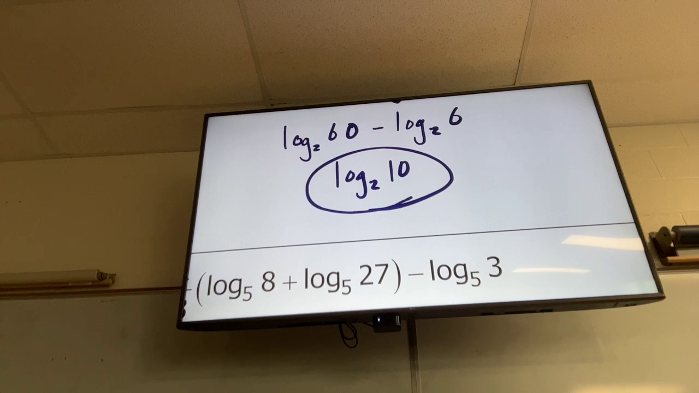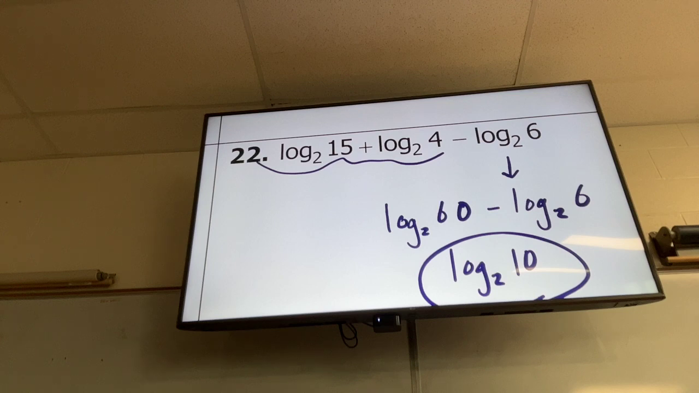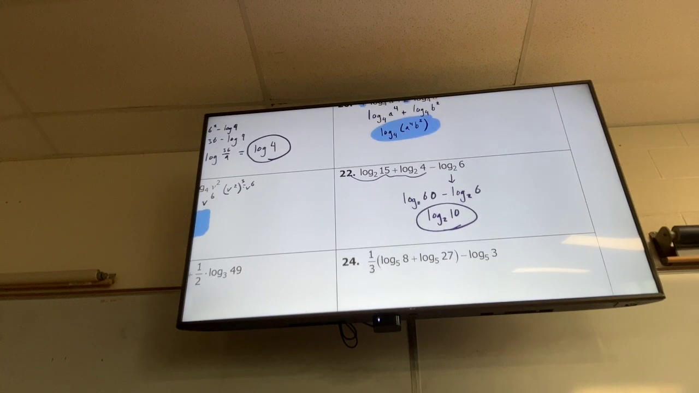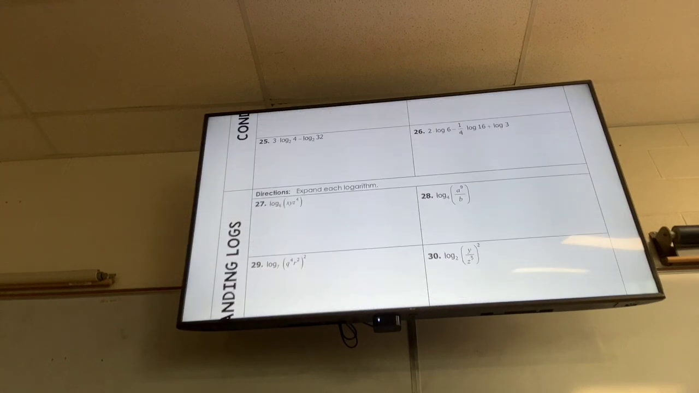Where did you get the 60 from? So I have 3 logarithms now, right? So I just picked 2 of them, any 2, I'll just pick the first 2. And I wanted to combine those first 2. What do we do when we add 2 logarithms? We multiply what's inside them. So 15 times 4 is 60. Okay. Nice.